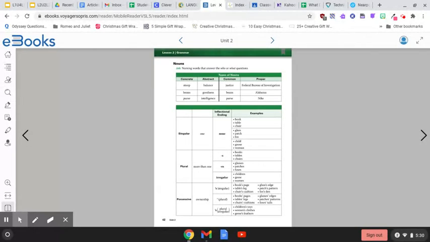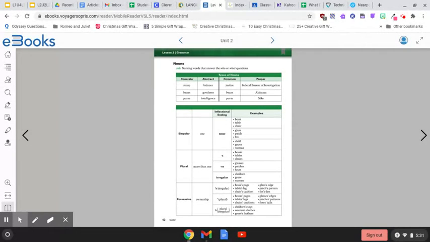Nouns can also be classified as singular or plural. Let's review using the examples in the chart. Book. What would be the plural form of book? Table. What would be the plural form of table?